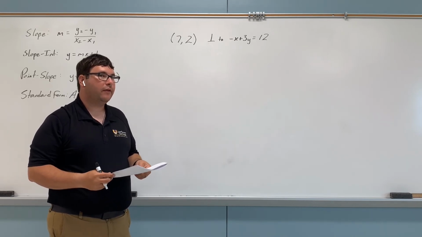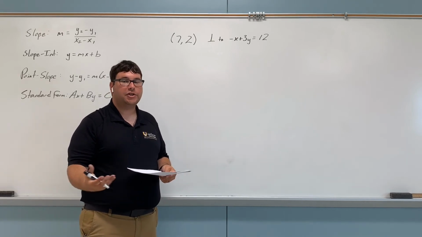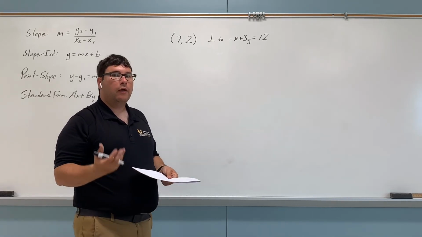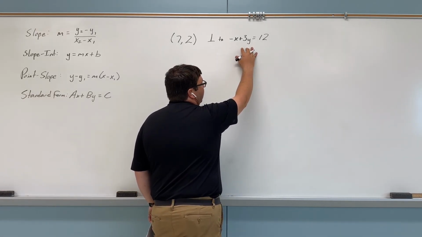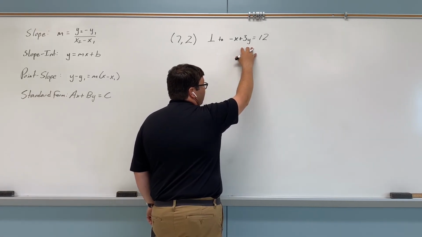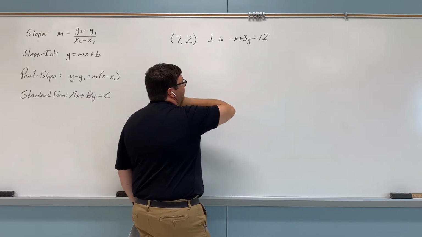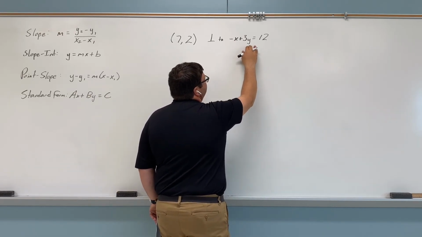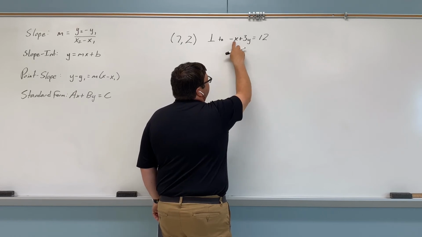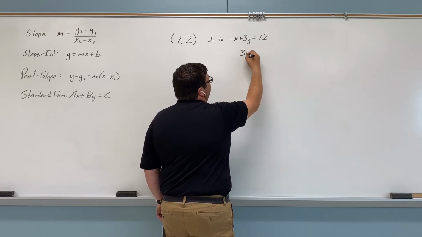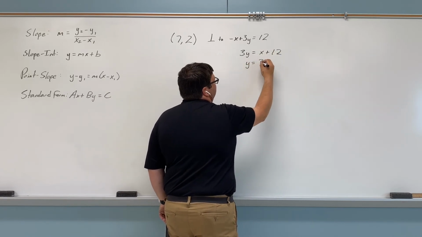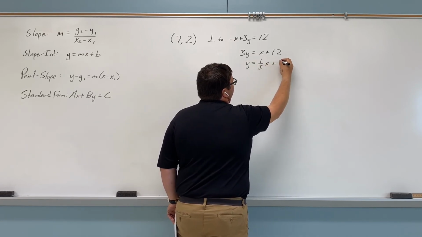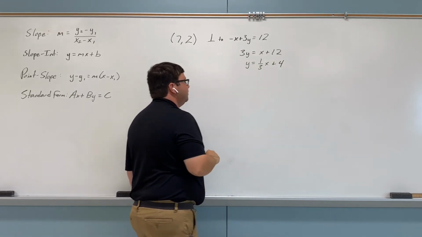Well, I still need to understand the rate of change. I still need the slope. So what I have to do at this point is solve this problem for its slope and then determine my slope for the actual equation I'm working with. So let's figure out the slope here. First things first, I need to move that x. So that's 3y is equal to x plus 12. Divide by 3, y is equal to 1/3 x plus 4.